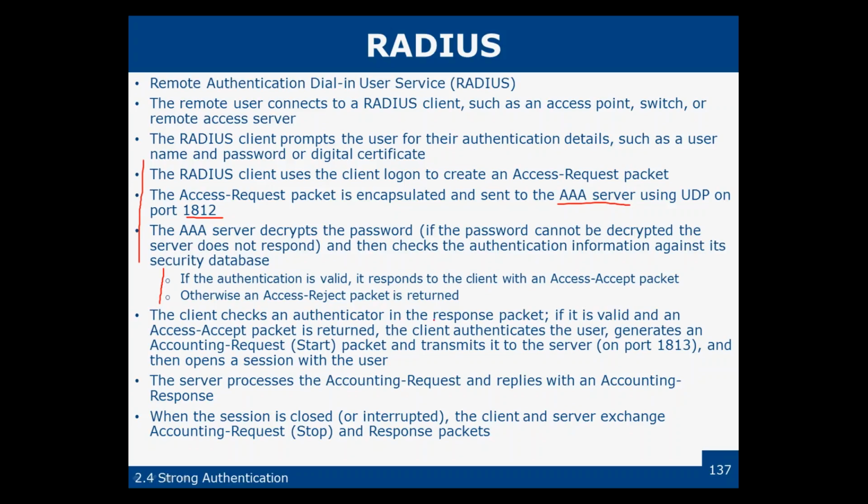So the client checks the authenticator in a response packet. If it's valid, they accept and request. Then you get the start packet. It's on port 1813, and then it opens a session. The server processes the accounting request and replies with the accounting response. So basically, after we send all this stuff back and forth, we're going to get authenticated to the resource that we want.